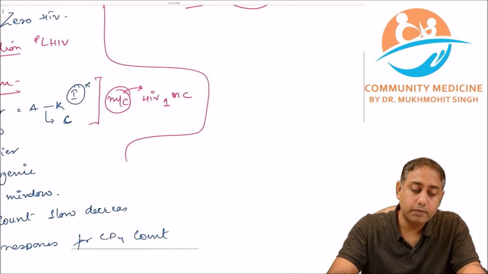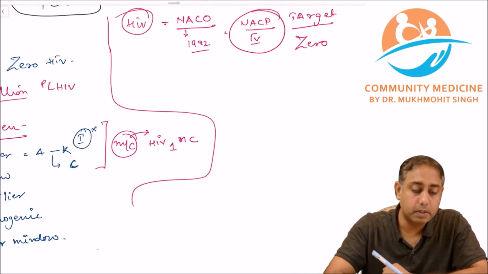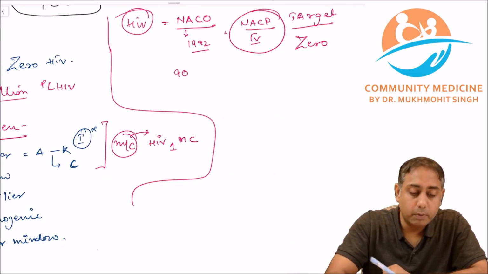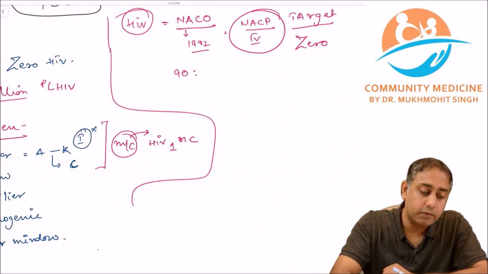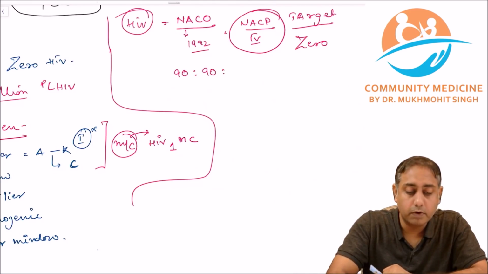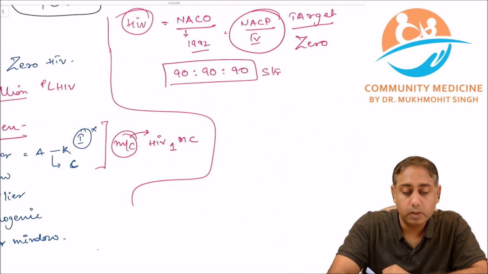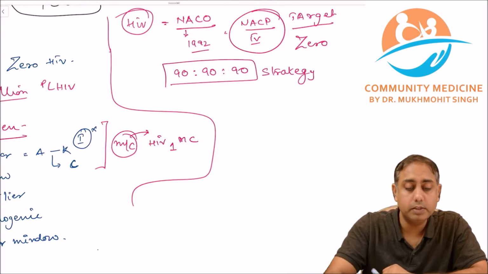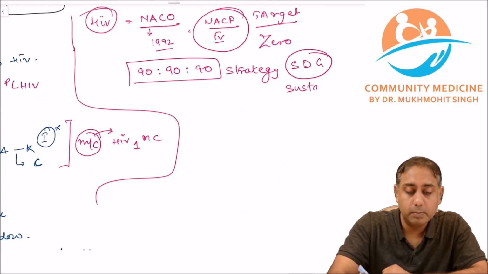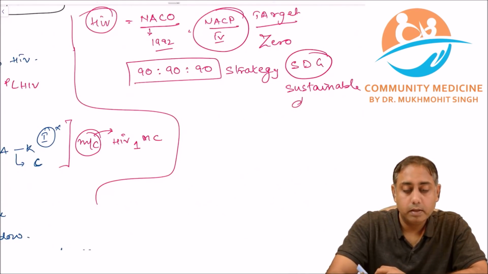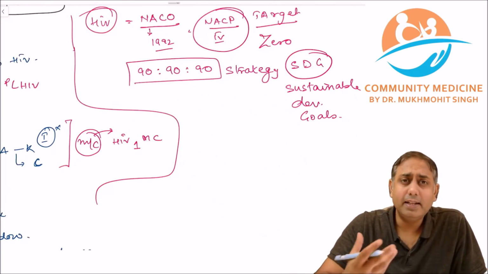We are also giving the standard ART treatment, which we shall discuss in subsequent videos. But I would like to inform you that under the Sustainable Development Goals, the target for NACO, the target for AIDS control, is the 90-90-90 strategy. What is this 90-90-90 strategy by the Sustainable Development Goals?